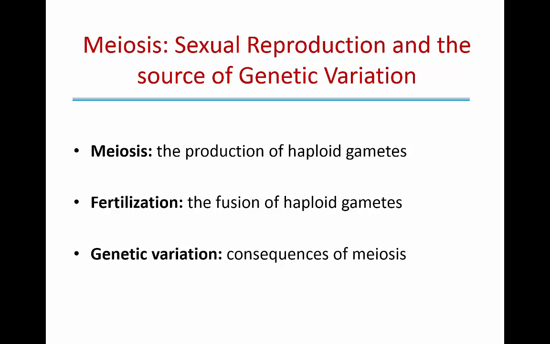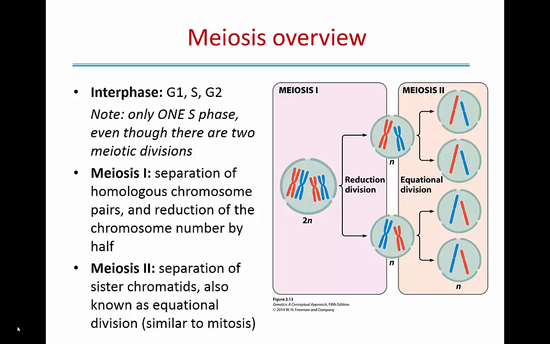The consequence of sexual reproduction is a large amount of genetic variation. So I'd like to start off with an overview of meiosis. Meiosis consists of two divisions, Meiosis I and Meiosis II. They are preceded by an interphase with G1, S, and G2, as I previously mentioned. The first division of meiosis involves something very unusual.